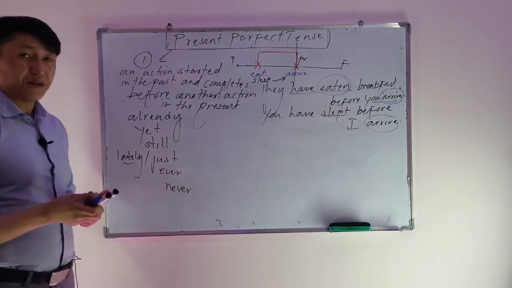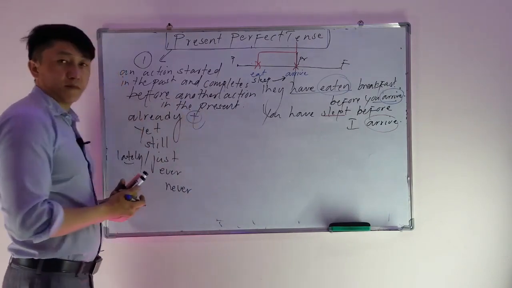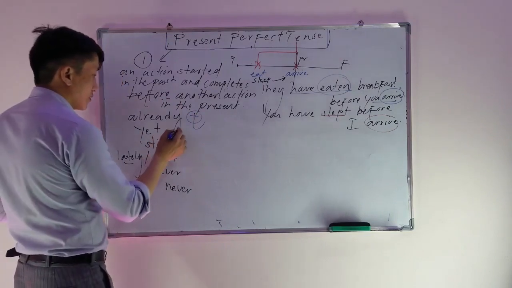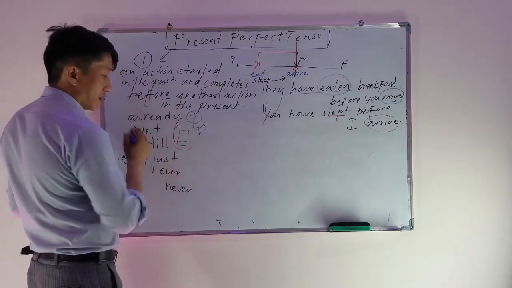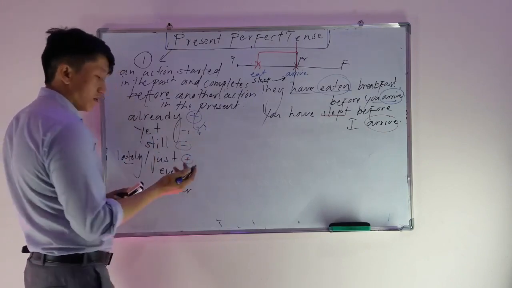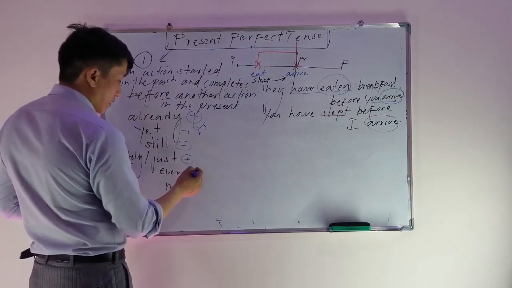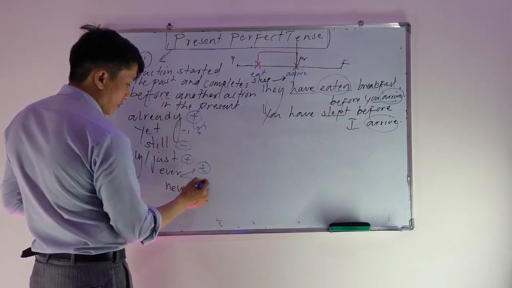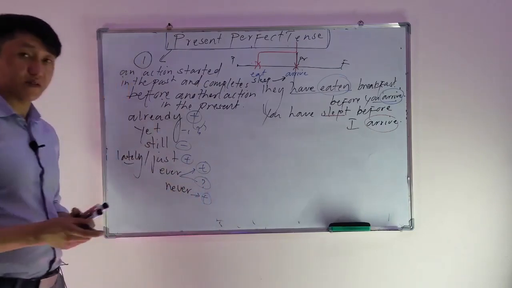Now the first one, already. We use already mostly with a positive sentence, and yet is mostly used with a negative and a question. Still is mostly used with a negative sentence here. Just can be used with a question, but mostly with a positive sentence. With a question it is not common. Ever can be used with a positive sentence and a question, and never is used with a positive sentence because never itself is negative.